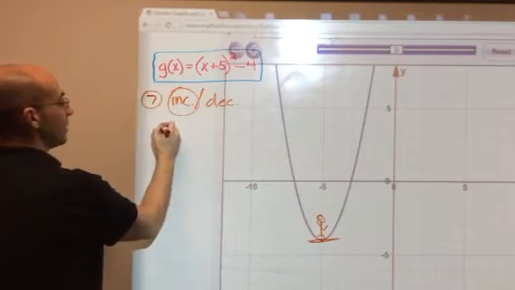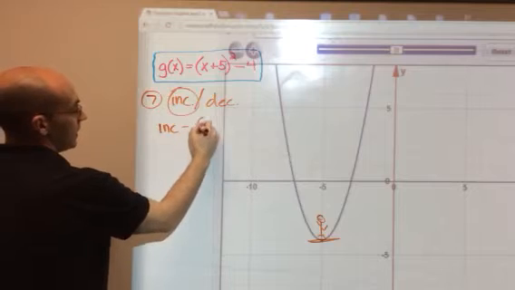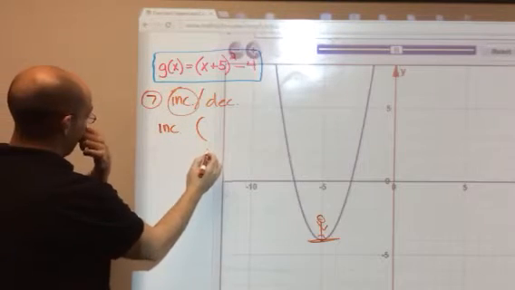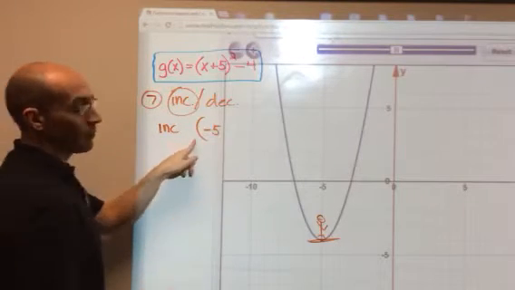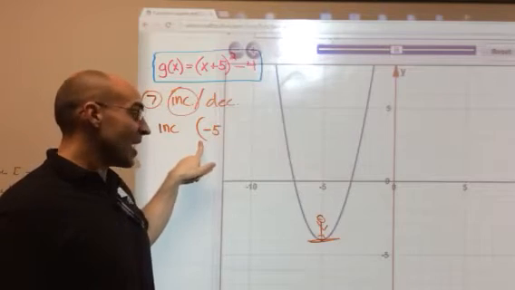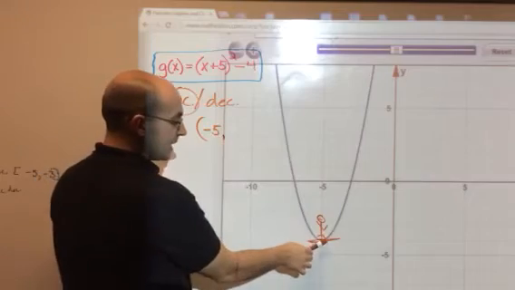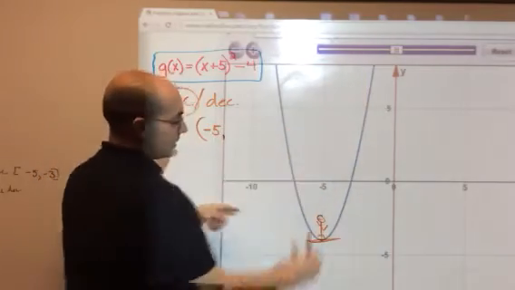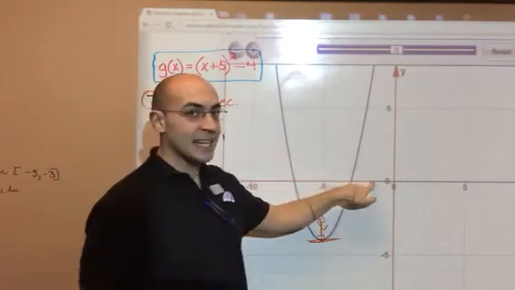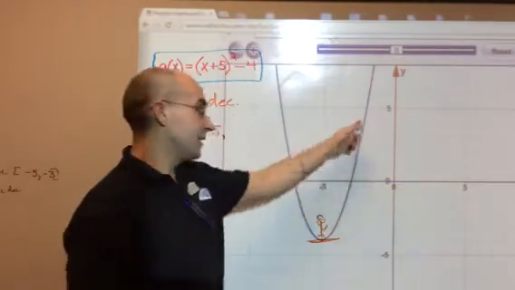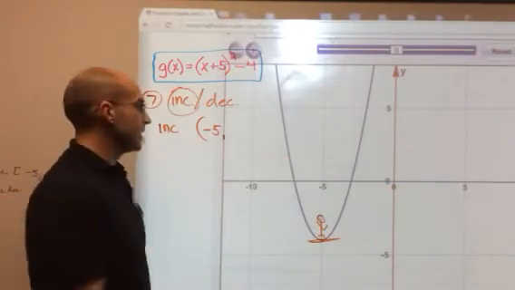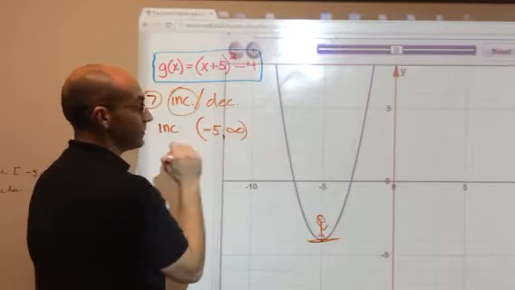So I need to make sure that for increase variables, I am doing -5 with a parenthesis, because -5 is not included in the increase. Then I do a comma, and this is actually going to increase forever. So really, as x approaches positive infinity, that function is continuing to climb. So it's going to be from -5 to infinity.